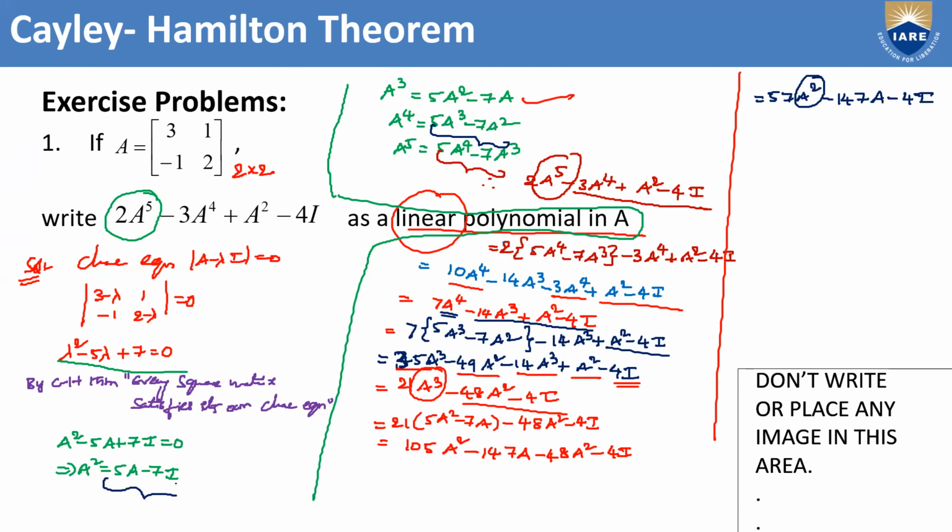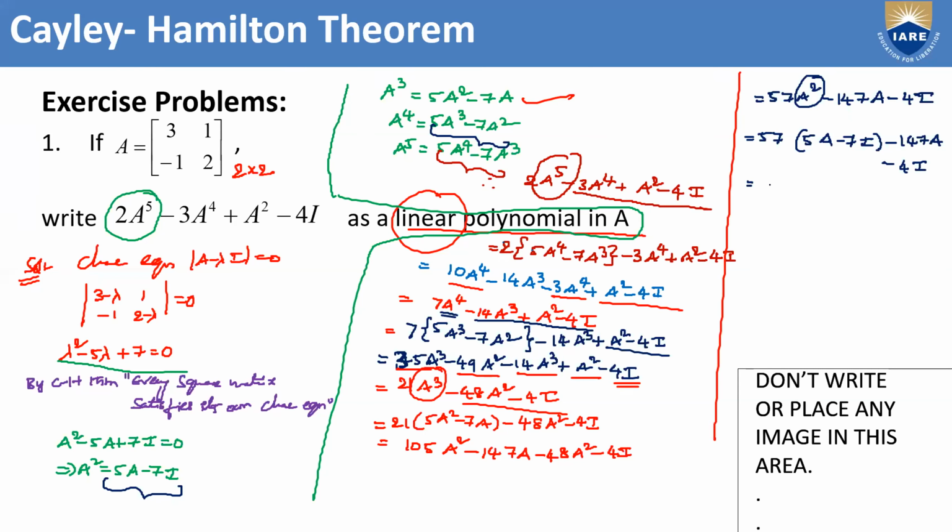Okay, so this is, tell me, 105a square minus 147a minus 48a square minus 4i. Okay, good. So next, after simplification we'll get 57a square minus 147a minus 4i. Here we have to substitute the a square value. So what is the value of a square? 5a minus 7i. So that is 57 into the a square value, 5a minus 7i, minus 147a minus 4i. Okay, simplify this one.